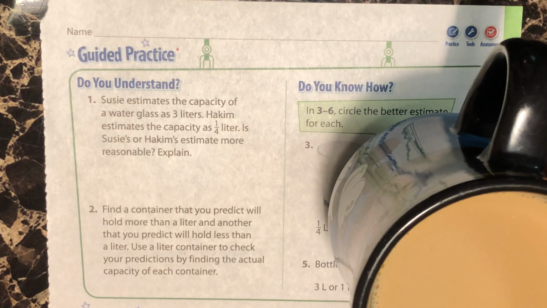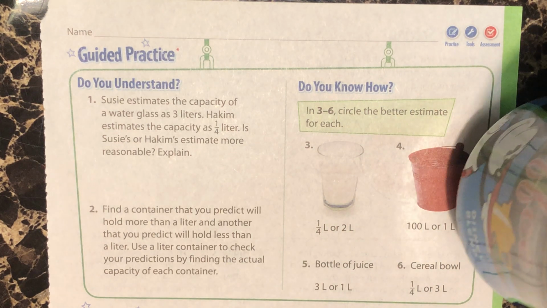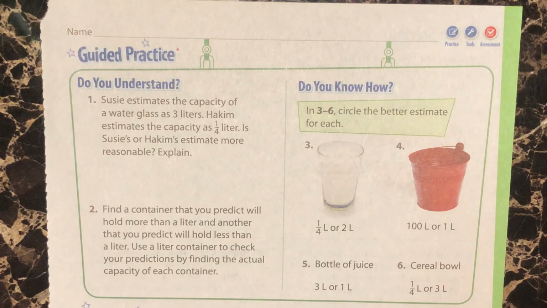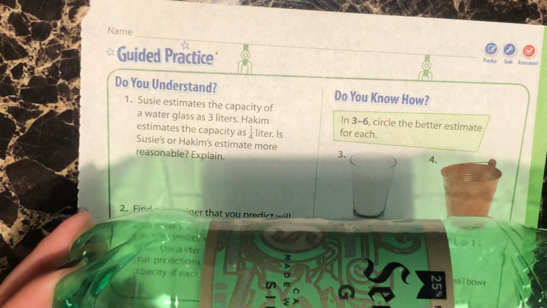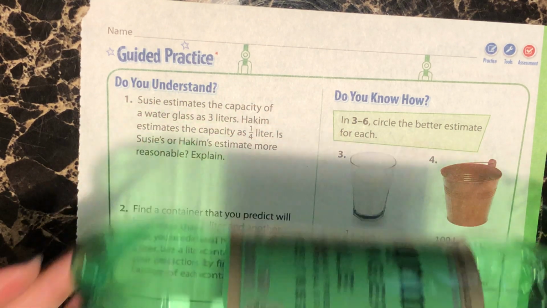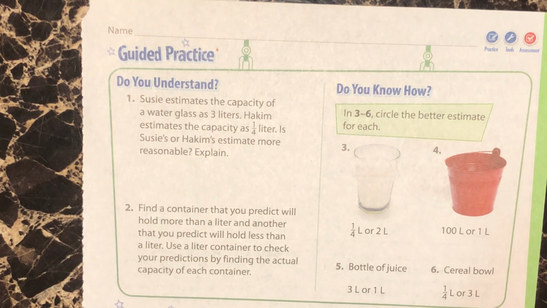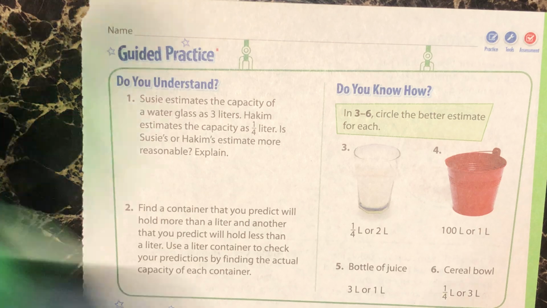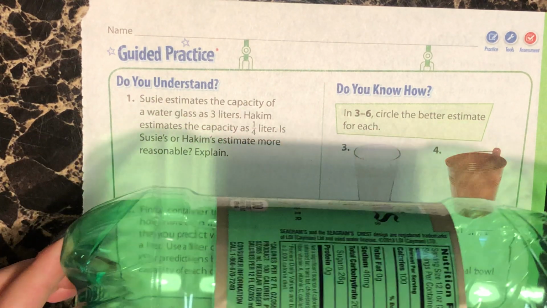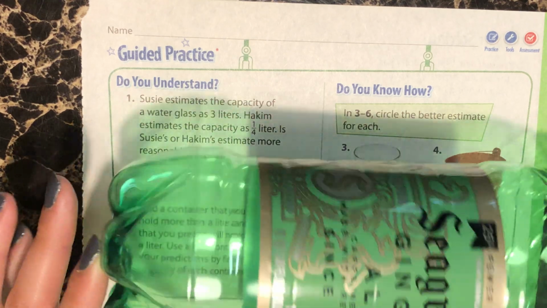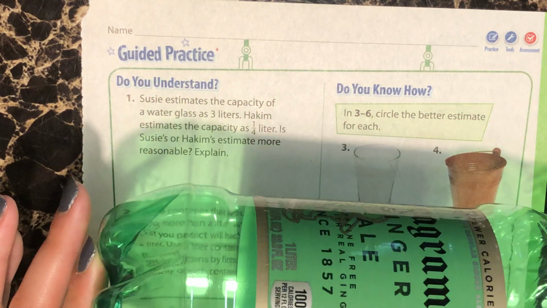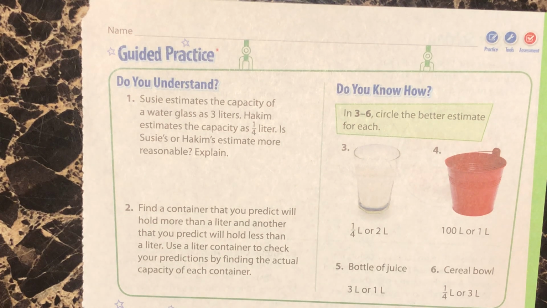And Susie is saying that the capacity of this would be 3 liters, or 3 of these. Do you think 3 of these could fit into 1 water glass? Okay. Hakeem is estimating that the capacity is 1/4 of a liter. So if I were to dump all of this liquid out and I would divide it into fourths, then Hakeem is saying that would be about as much as a water glass. So what do you think? If you're thinking Hakeem's estimate is more reasonable, you're correct.